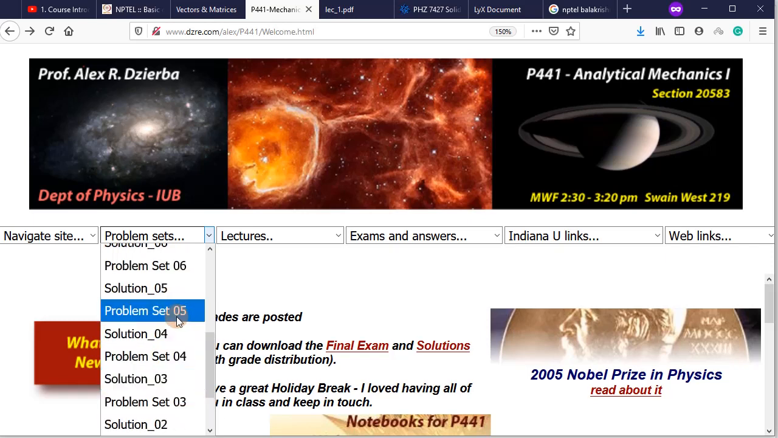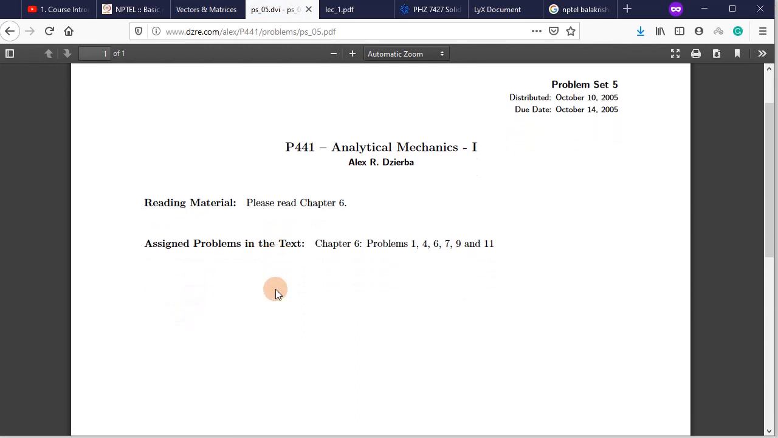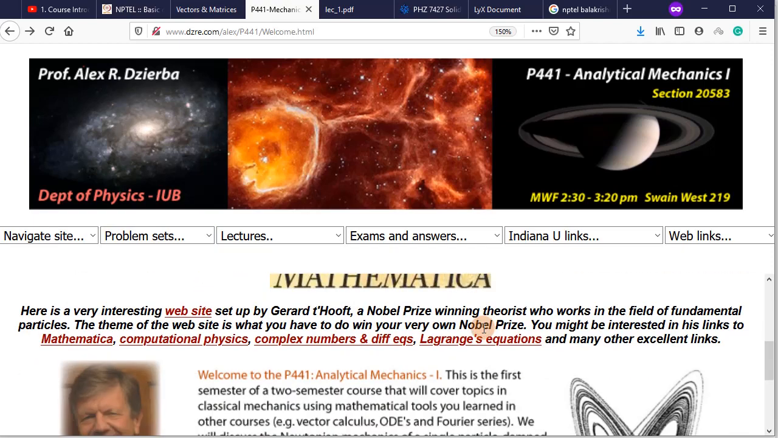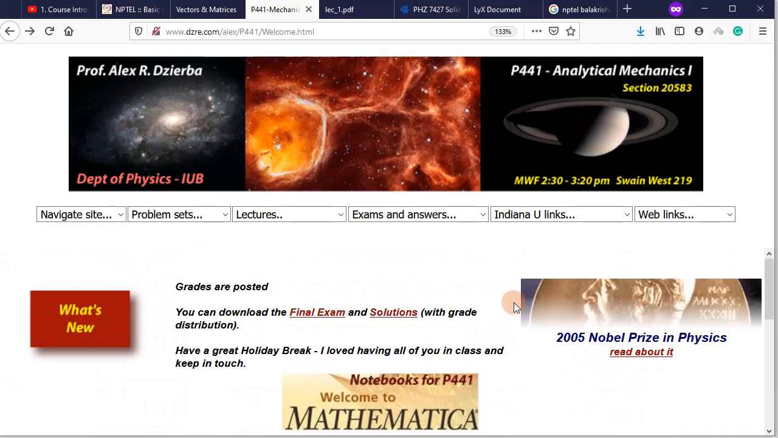They read problem set 5. So you get problem set 5. He asked for which book, chapter 6. This is Thornton and Marion's book, which he mentioned in the syllabus and so on. I guess you might not need it; I think in the solution the problem is written.